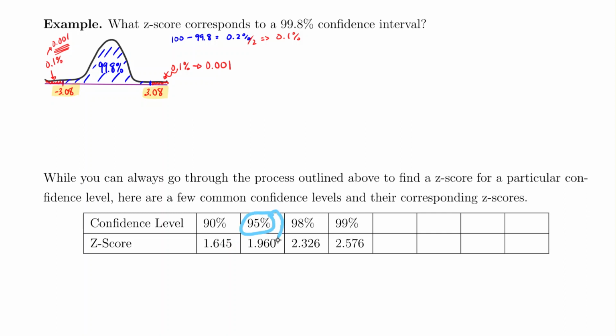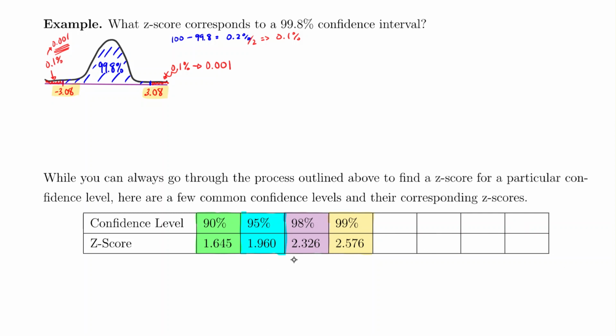95% confidence level corresponds to a 1.96 z-score. A 98% confidence level corresponds to a 2.326 z-score. A 99% confidence level corresponds to a 2.576 z-score. And then you'll notice I left a few more blank. These will be for you if you'd like to write in different confidence levels corresponding to their z-score. Then you can have some known that you can reference as you do your homework problems.